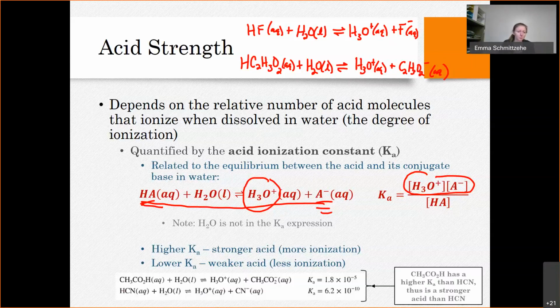So for example, here's two values you can look up in your book. So we have acetic acid and we have hydrocyanic acid, and I show you first off the equilibrium of each of those in water, but then their Ka values next to them. And so if you look at those Ka values, you'll see that the first one, that's for acetic acid, now notice I'm calling this acetic acid here, and also this up here, acetic acid.